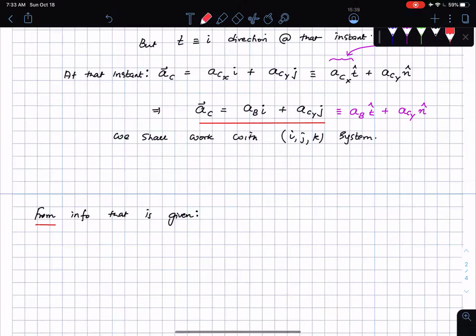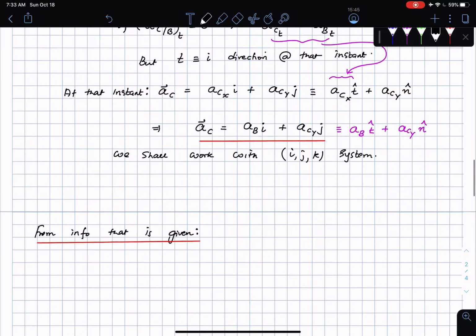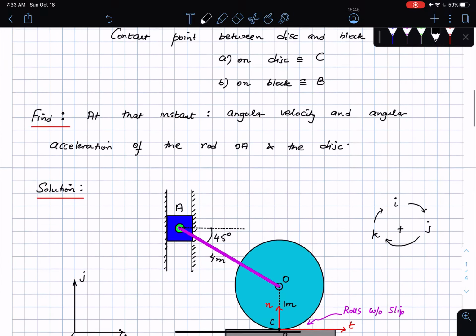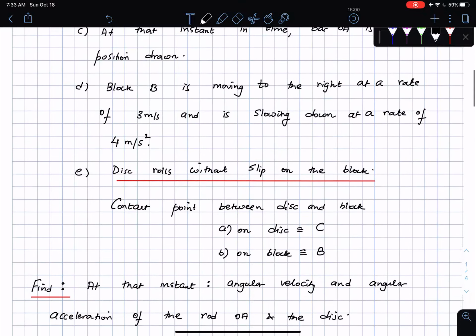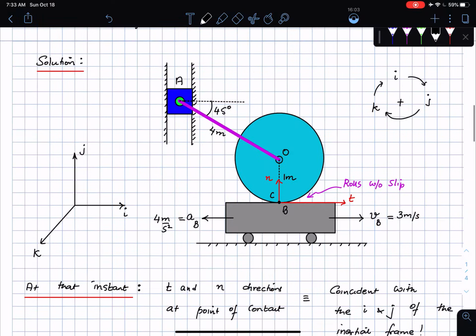Once again I'm going to put a line here and underline it, and you'll see that the problem becomes very simple once we start doing it. From the information that is given, I'm going to look at the first piece of information. Slider A moves down at a constant rate of 6 meters per second, which means that its velocity is pointing in the vertical direction at that instant in time, which is the minus j direction, right? So slider A has a velocity which is pointing down. So I can maybe mark that here as well.